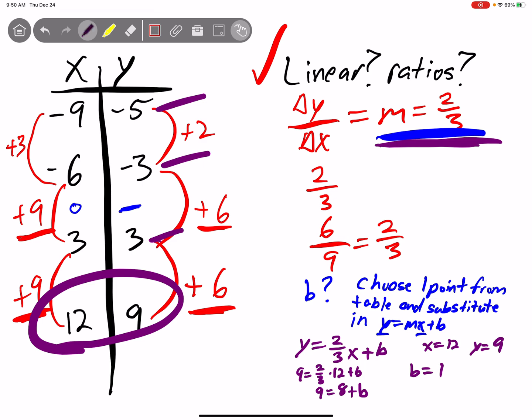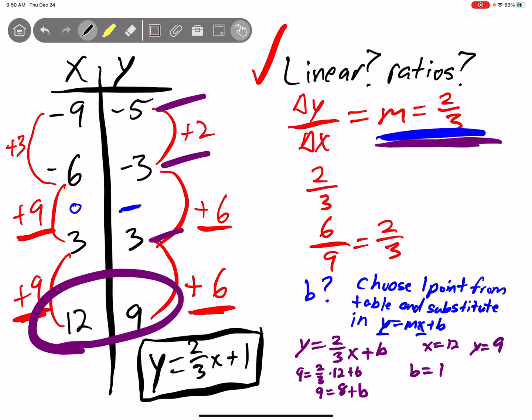Okay? So my equation is y equals 2/3 x plus 1. That's it. Y equals 2/3 x plus 1.